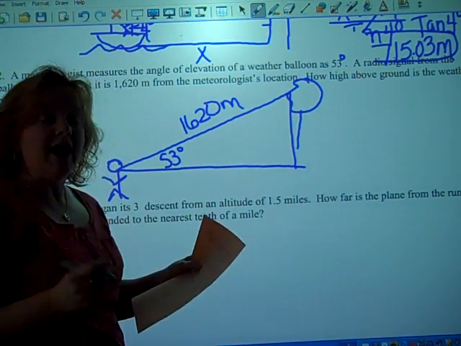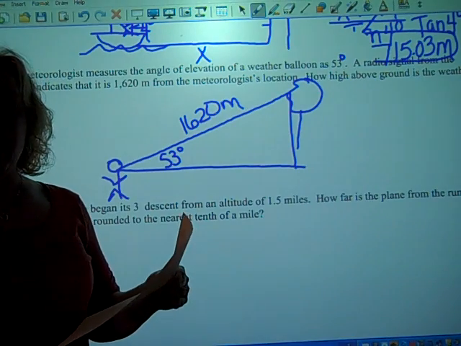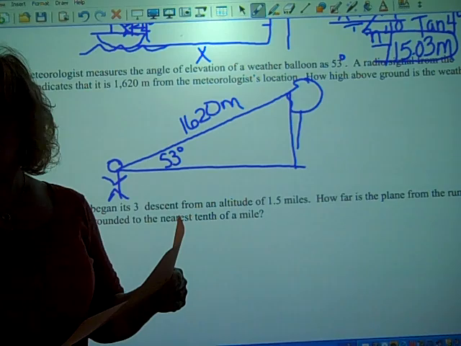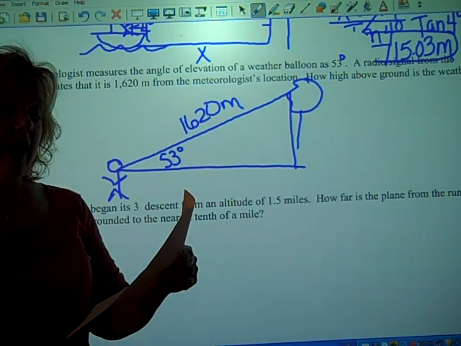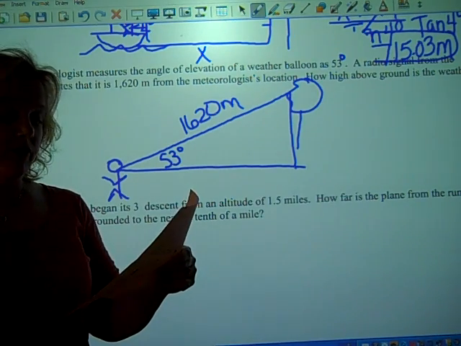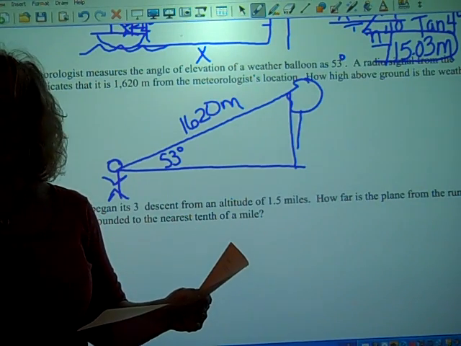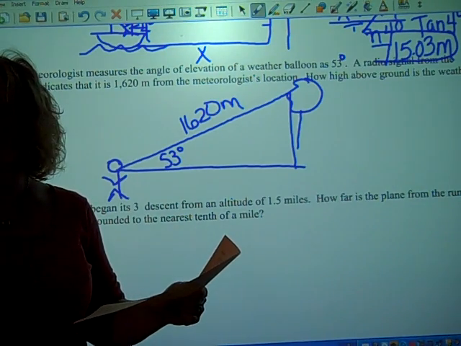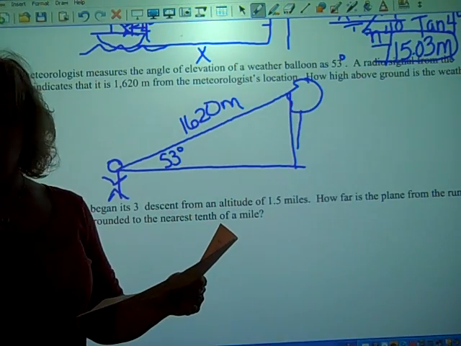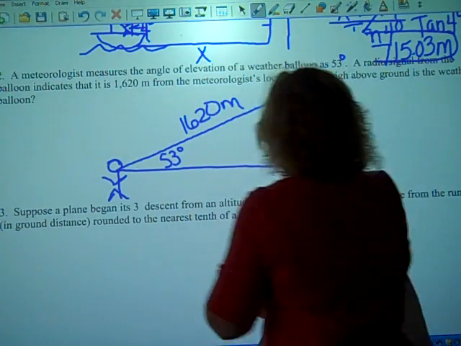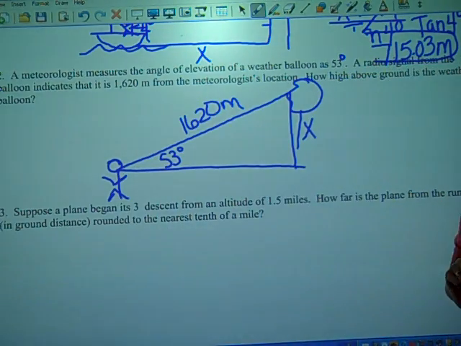Okay, what am I looking for? Where's my x or my variable, Brittany? Hang on, it says, how high above the ground is the weather balloon? So think about that. Where would that go? How high up is the balloon? No, what am I looking for? This right here. So this is your x. Okay? Don't leave. We're going to finish this one.